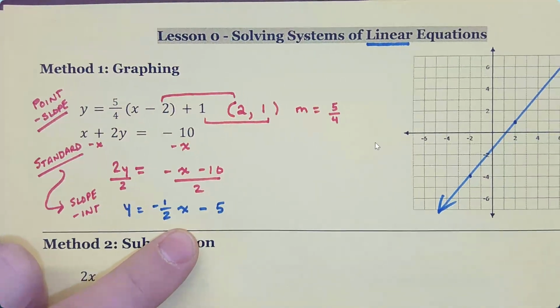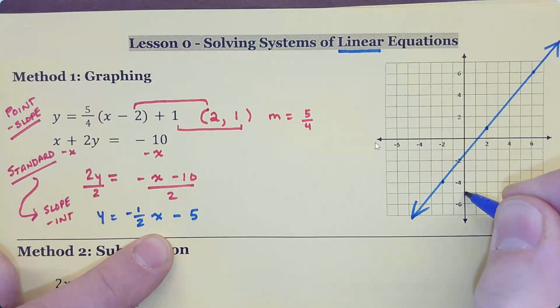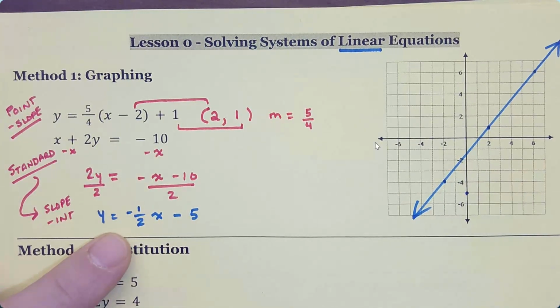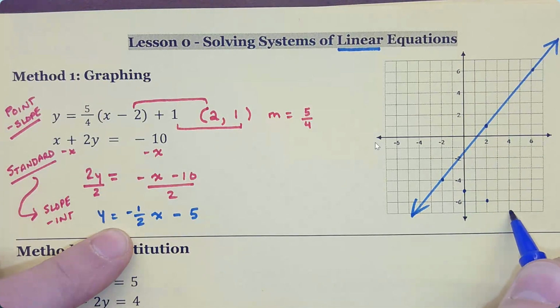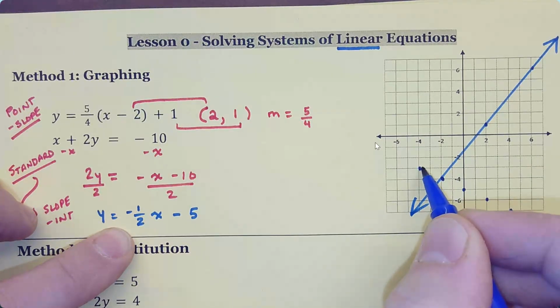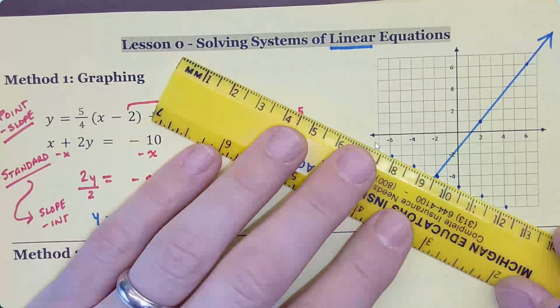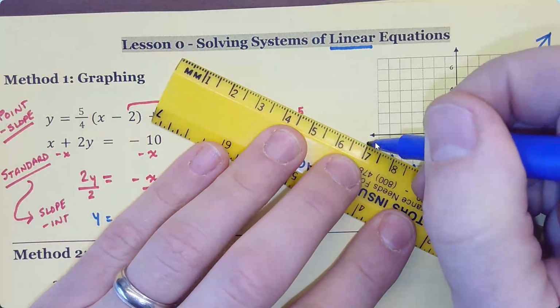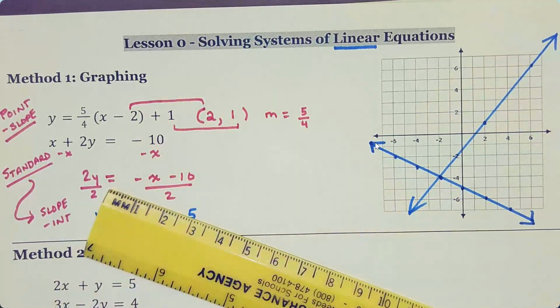So now we can plot this one. We know that our y-intercept is going to be at negative 5. We know our slope is negative 1/2, so I can go down 1 and over 2, down 1 over 2, back 1, up 2, back 1, or back 2, up 1, back 2, up 1. Okay, so we've got our two lines.